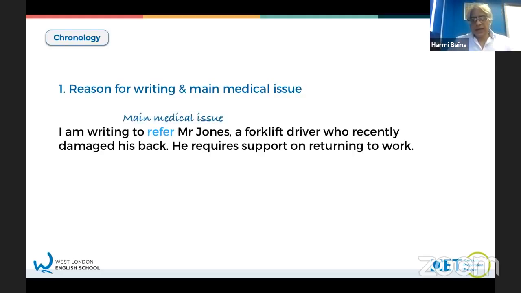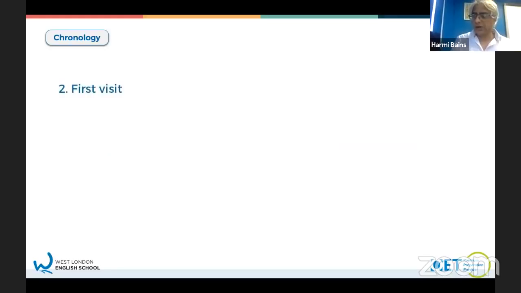So once again, actually, this is a type of letter, not the main medical issue. Sorry, the type of letter, I've said it's a referral. The main medical issue is damage to his back, and also the purpose as well. And that's really important. Include those things. So we've got the type of letter, the main medical issue, and the purpose. It's pretty much the same order of importance as the first structure we looked at.